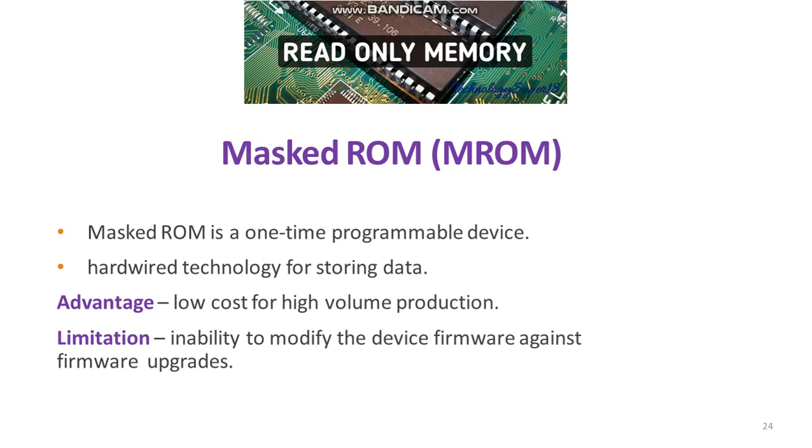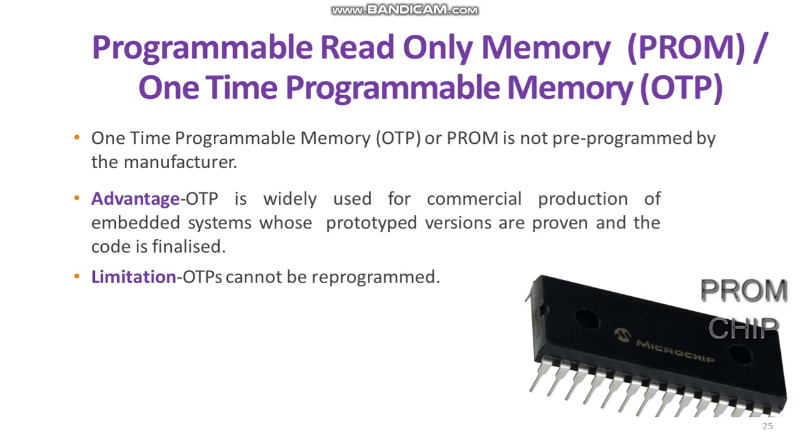The second type of classification is programmable read-only memory, that is PROM, or one-time programmable memory, that is OTP. PROM or OTP is not pre-programmed by the manufacturer. The end user is responsible for programming these devices. A PROM is a memory chip on which you can store a program, but once the PROM has been used, you cannot wipe it and use it to store something else. OTP is widely used in commercial production of embedded systems.